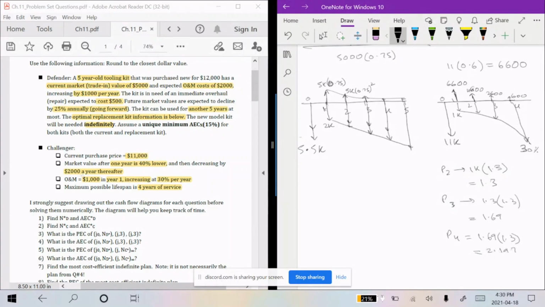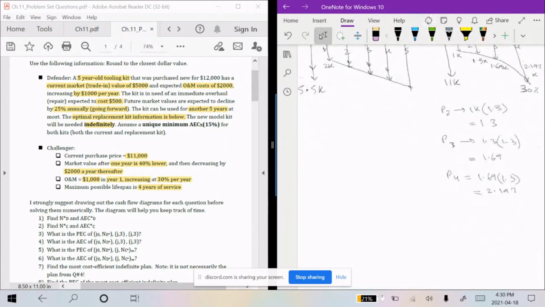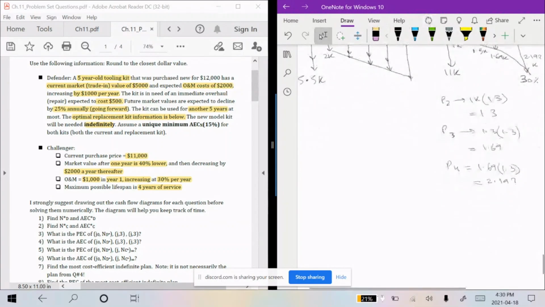2.197. These are thousands, so 1.3K, 1.69K, and finally 2.197K. These are the operating costs. That's all you need for the 2 cash flow diagrams.